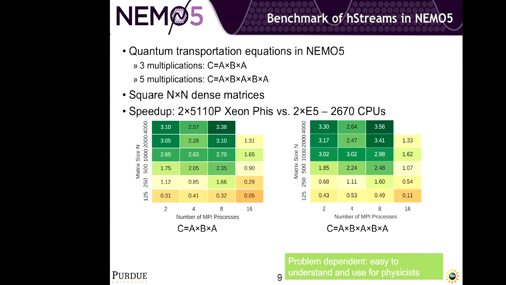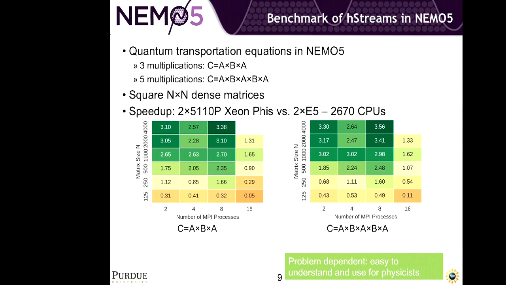Then here's some microkernel benchmarks. We do quantum transport. There are 2 types of major calculations we did. One has 3 multiplications, the other has 5. So we use square n by n dense matrices for the benchmark. And actually, the speedup is calculated by Xeon Phi only versus CPU only. Of course, it's not the optimum, but we just want to show how easily you can get the speedup. So we can see that we got a good speedup for matrices larger than 500 by 500.